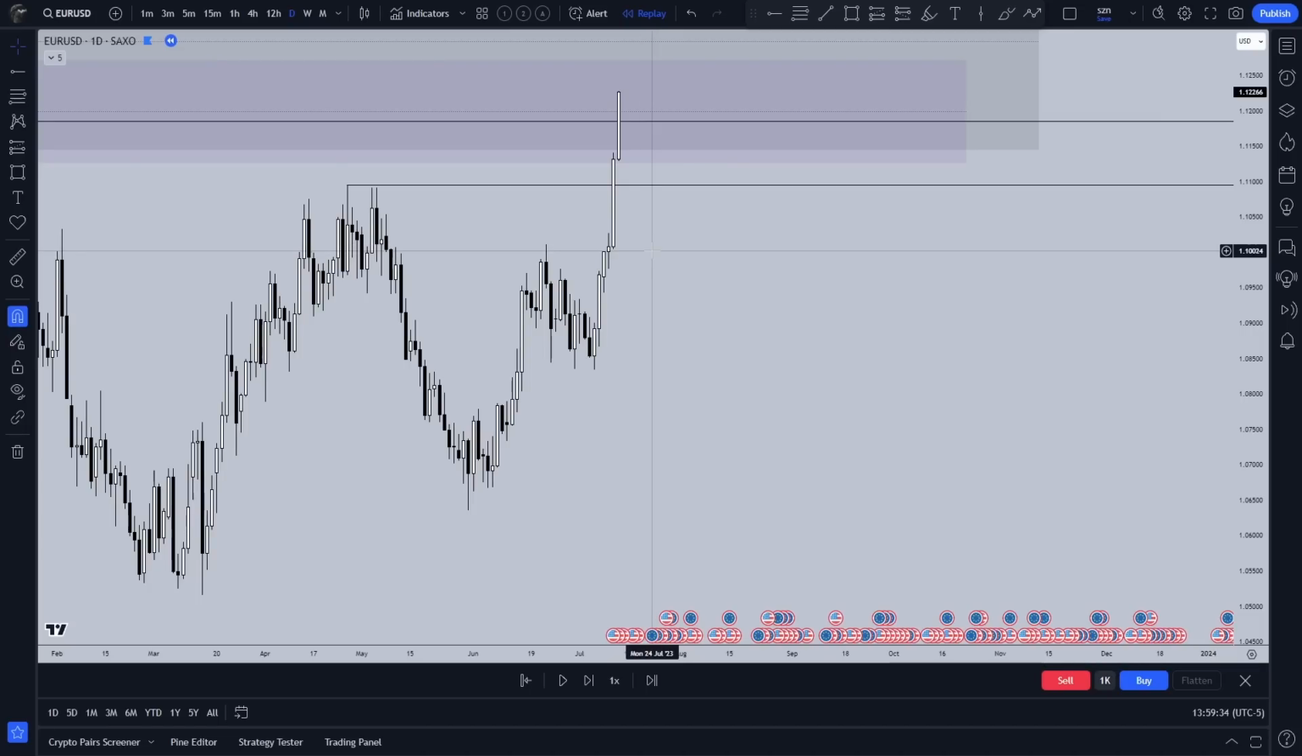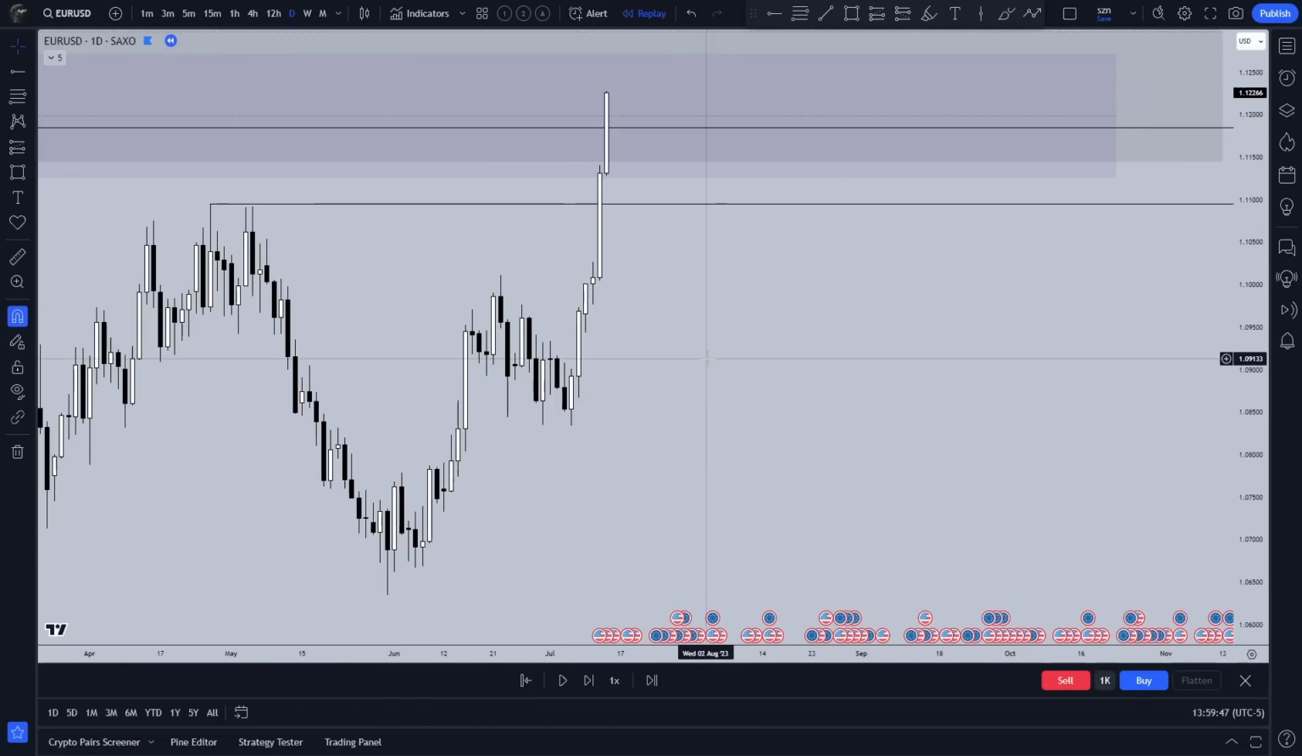My bias is neutral and I want to see how price is trading in the following days now that we've taken out the buy side, right? I mentioned earlier that when I'm trading, I use the liquidity and then I wait for the daily order flow to confirm the draw, right?